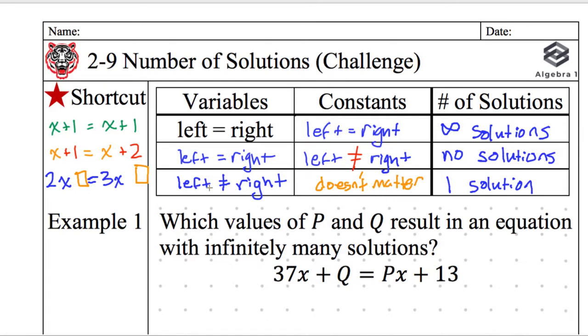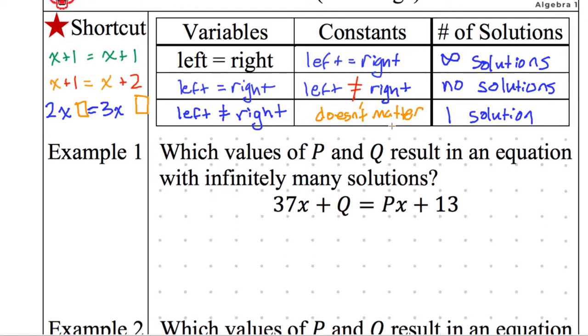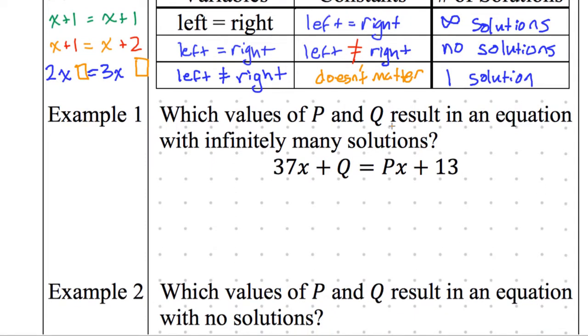As long as the left does not equal the right in terms of the variables, you will always have one solution. You can choose whatever you want for the constants. You can choose 1 and 2, you can choose 2 and 2, you can choose 100 and 300. It doesn't matter what the constants are. As long as the left variables and the right variables are not the same, you're always going to have one solution. So now you have a shortcut for the homework that was due today, but now we need to apply these tricks on our new examples.